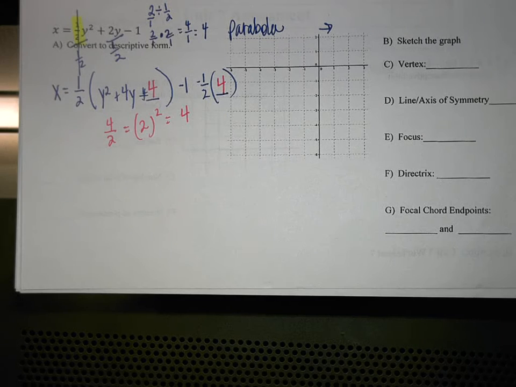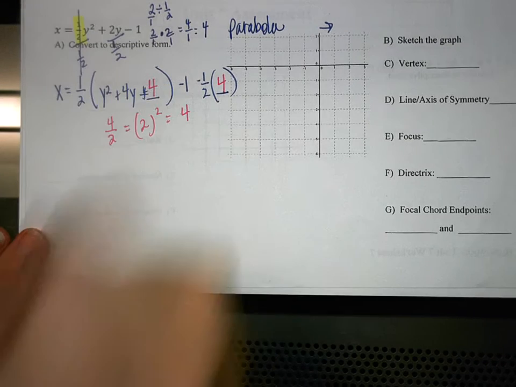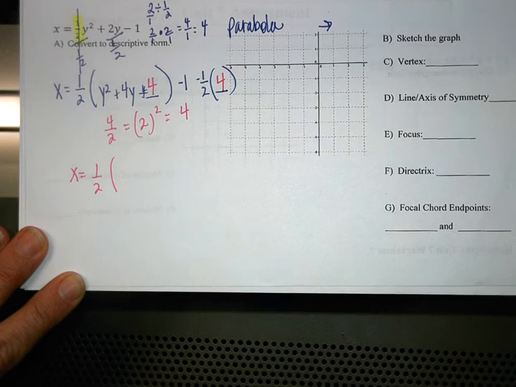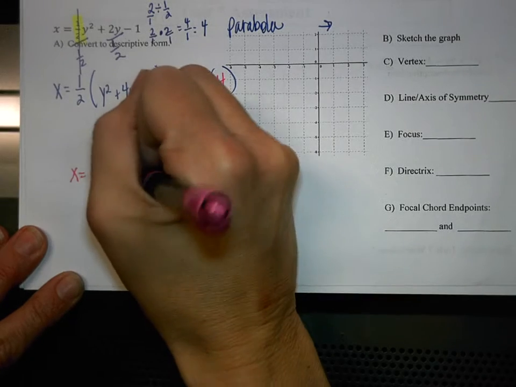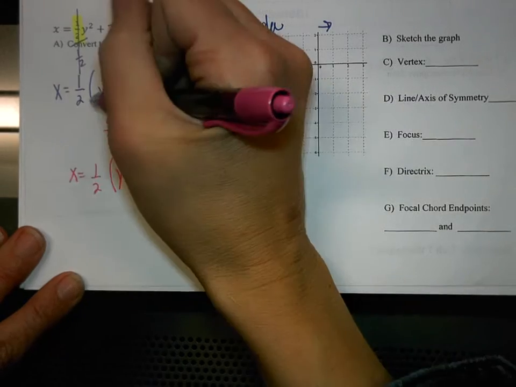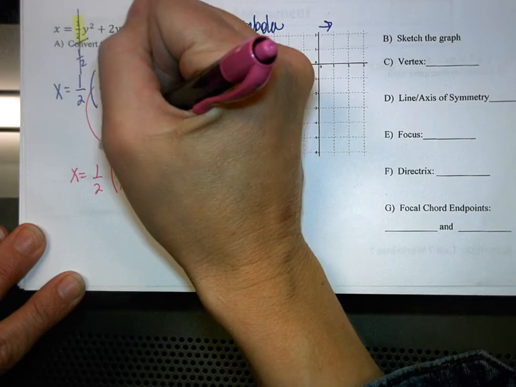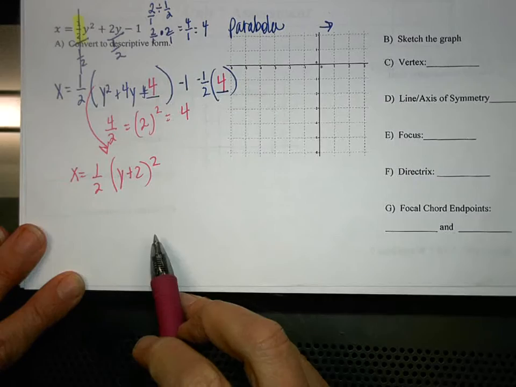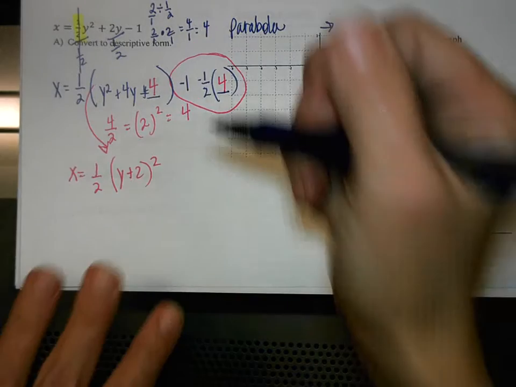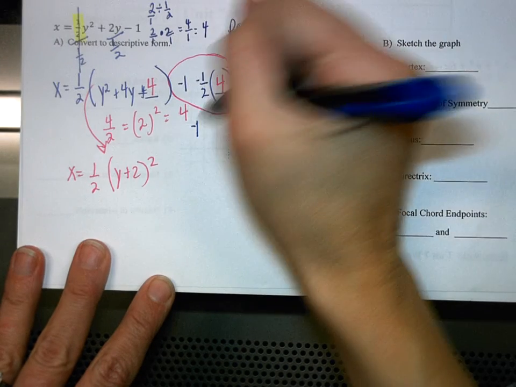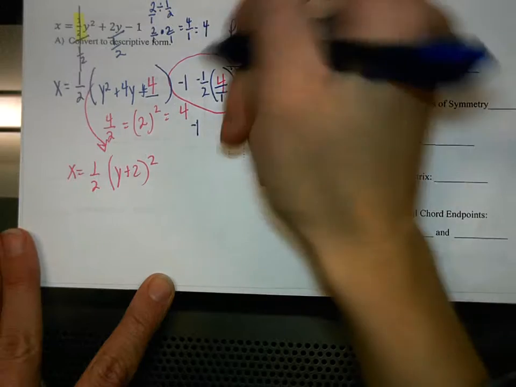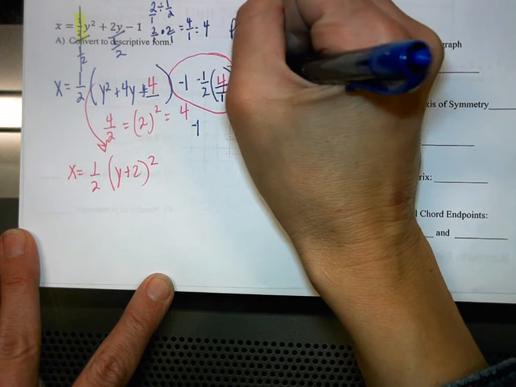How will I write my equation? x equals 1/2. What will go in the parentheses? y plus 2 squared. And we all understand that this parenthesis factors to be y plus 2 squared, right? Then we have to combine these together. We have negative 1, and then negative 1/2 times 4. If you want to write that as 4 over 1, negative 1 times 4 is negative 4.